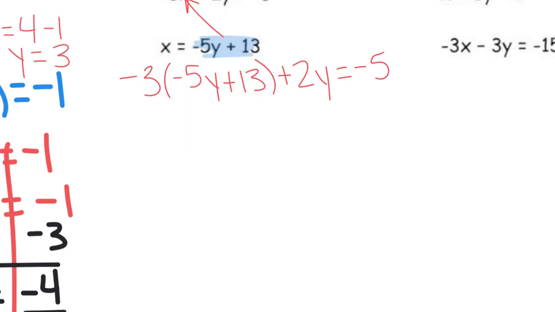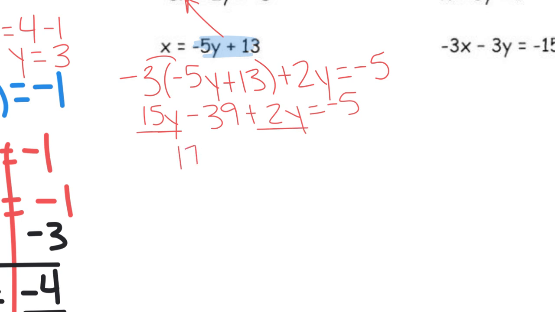So we're going to distribute. What's a negative times a negative? Positive 15y. What's a -3 times a positive 13? -39 plus 2y. These are the steps you've been doing for years, guys. Collect like terms. What's 15 and 2? 17. Don't forget the y. Don't forget the negative when you bring the 5 down.